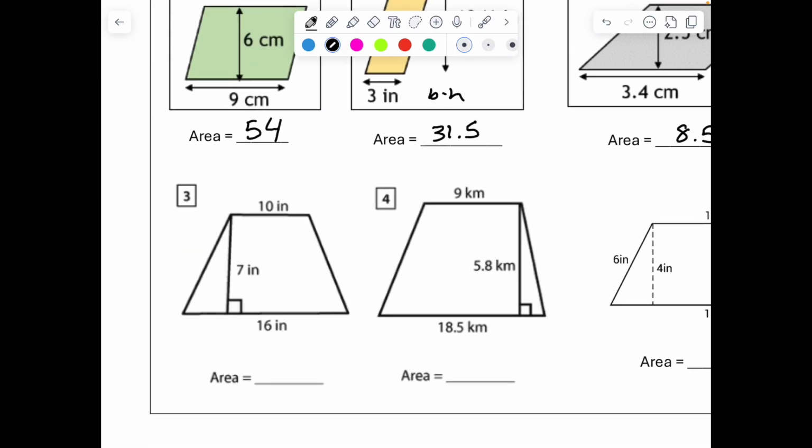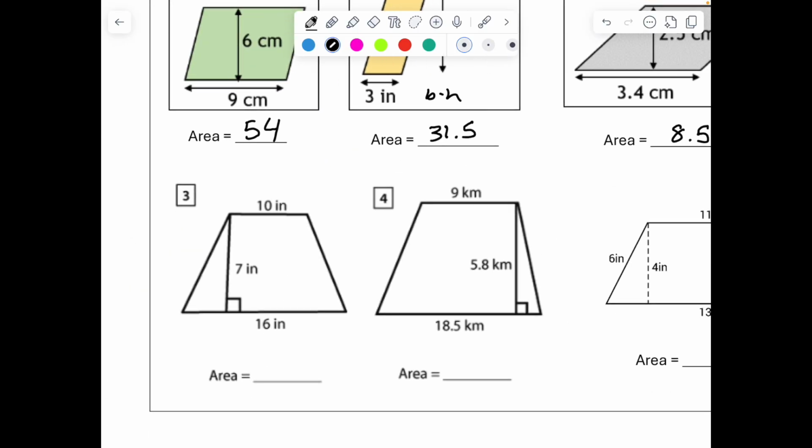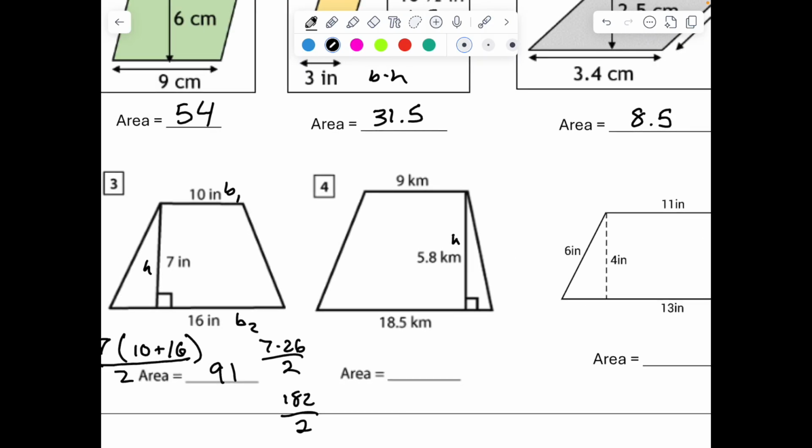That is 8.5. Trapezoid here, this is going to be the height of 7. This is the height, base 1, base 2. So 7 times 10 plus 16 divided by 2. So 7 times 26 divided by 2. 7 times 26 is 182. And then we can divide that by 2 to get 91.